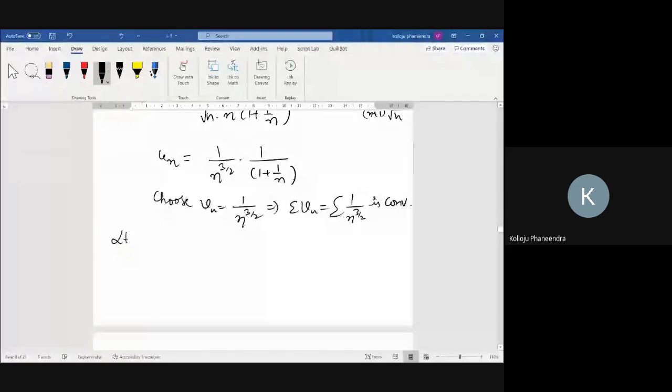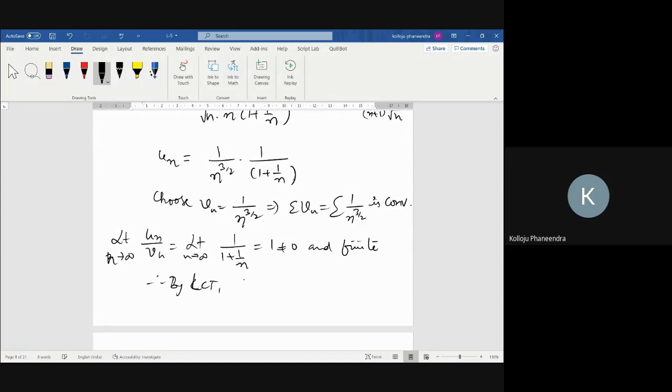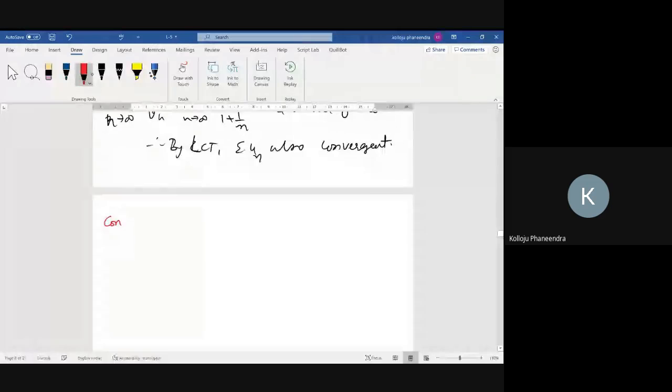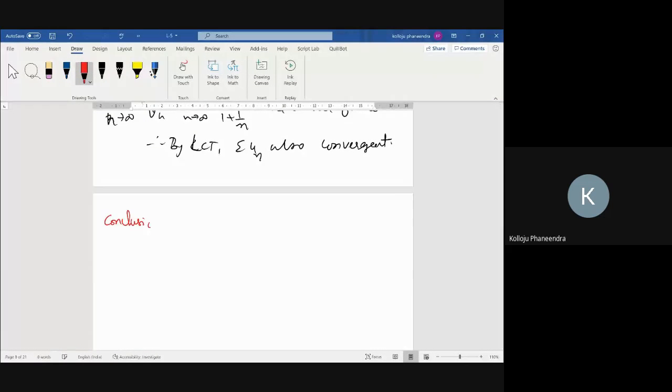Therefore, limit n tends to infinity, un by vn is what? Limit n tends to infinity, 1 by n power 3 by 2 gets cancelled, and this value 1 not equal to 0 and finite. Therefore, by LCT, by limit comparison test, sigma un also convergent. Okay, now after all these cases, you have to mention, this is compulsory, conclusion. What is the conclusion? Finally, we arrived at what conclusion? Sigma un is convergent.